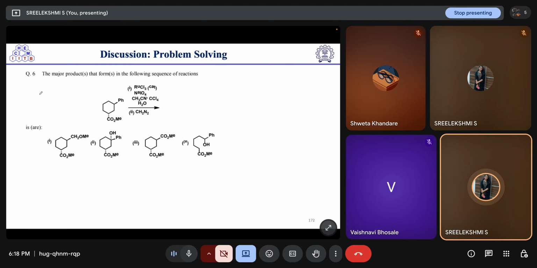Next question. Major product that forms in the following reaction sequence. So this compound is treated firstly with ruthenium chloride, NaIO4, acetonitrile, CCl4, water. Just the same example we have seen today. And in the second step with this diazomethane, what will be the product?